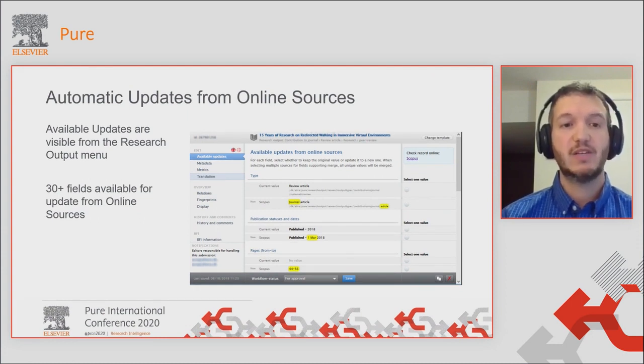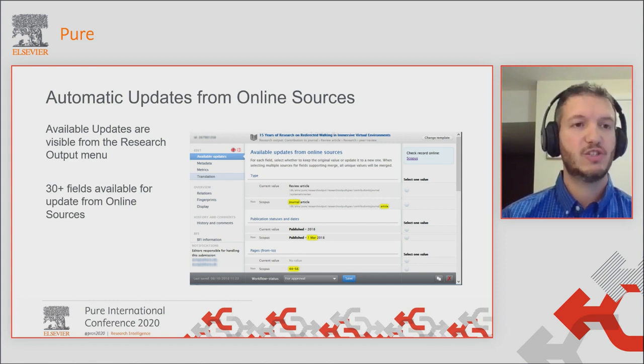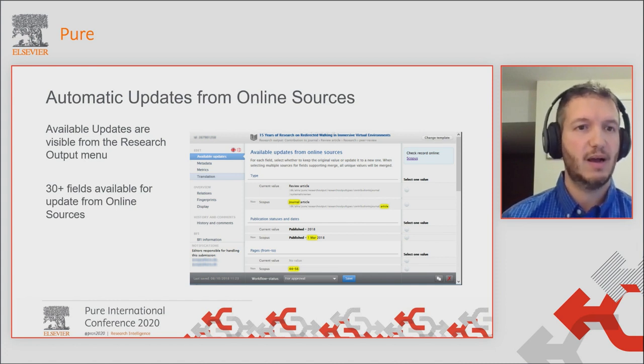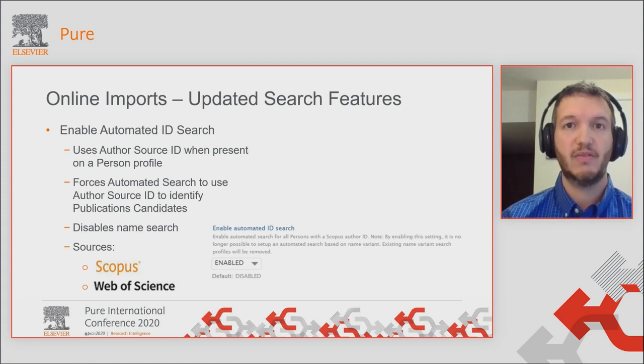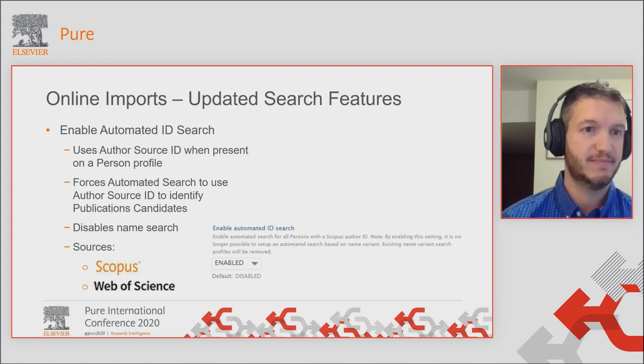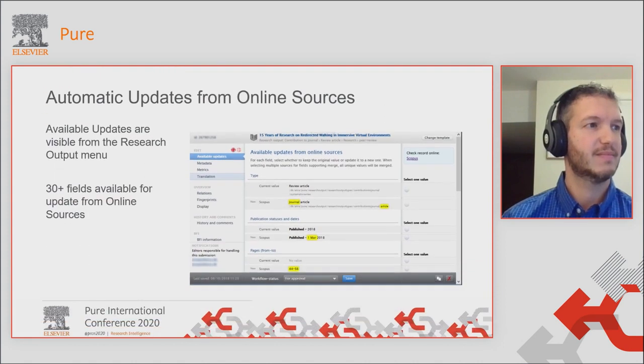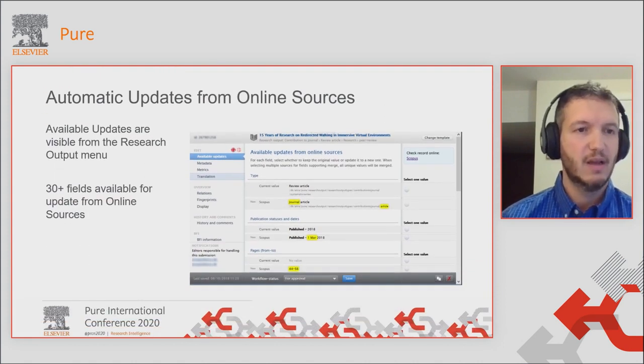Our next topic is available updates for online sources. But before I move on, I just wanted to make a note. When I talked about the online import sources, such as Scopus and Web of Science, we have a full listing of the possible sources on the client space. And you can see that right on the client wiki, and we will share the URL for that in the live chat. All right.